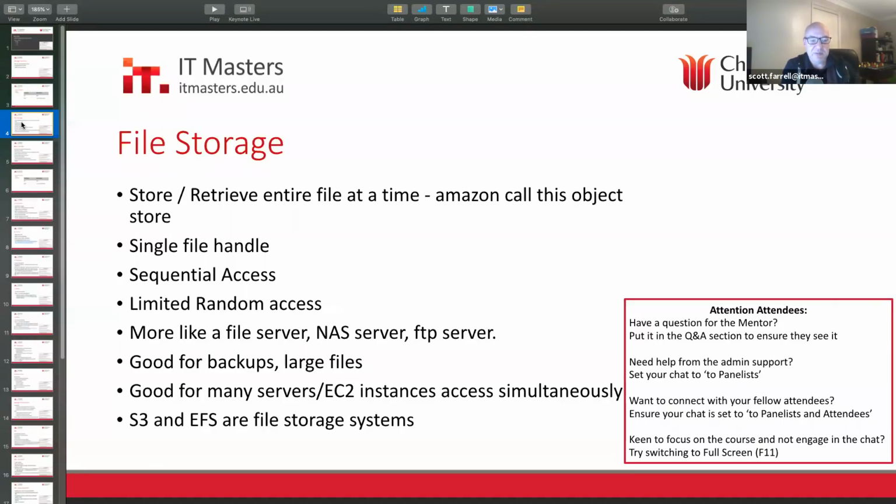It's very good for backups, very good for large files. And if you've got a lot of servers, if you're doing horizontal scaling, and we talked a bit about that last night, then you usually need some file storage to go with it. So S3 and EFS are both examples of file storage.